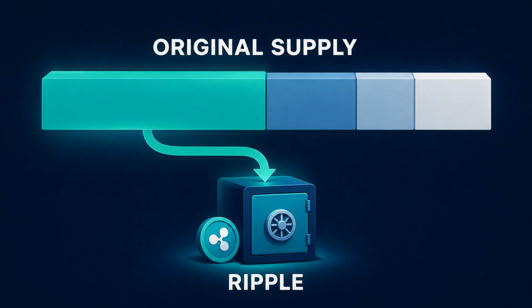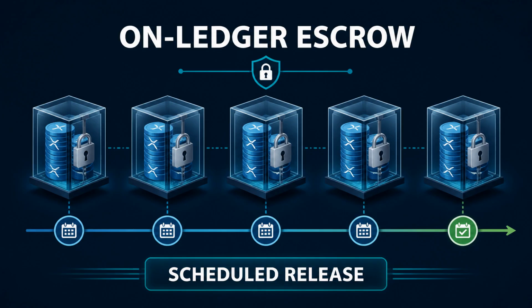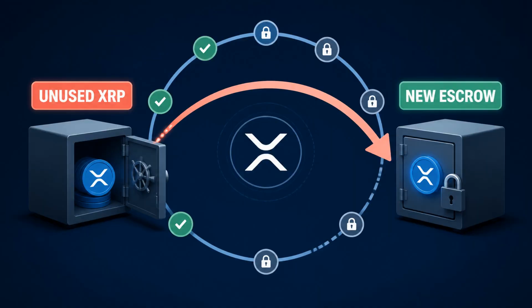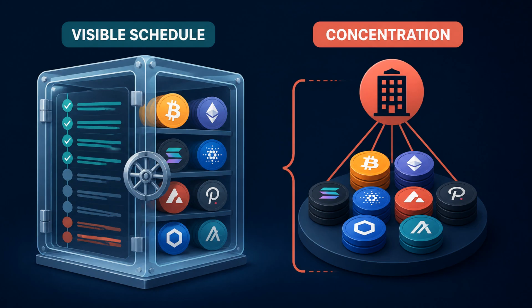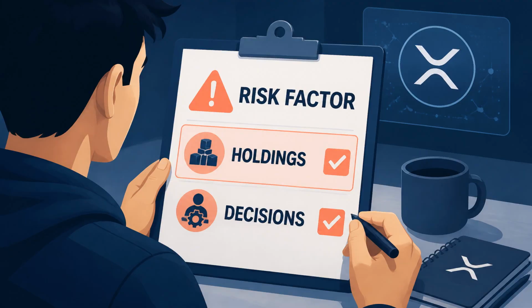A large portion of the original supply was given to Ripple. Ripple later placed much of its XRP into on-ledger escrows that release according to a schedule. Unused amounts can be placed into new escrows. This creates more visibility than an ordinary company treasury, but it does not eliminate concentration concerns. Ripple's holdings and decisions remain a risk factor that beginners should understand.